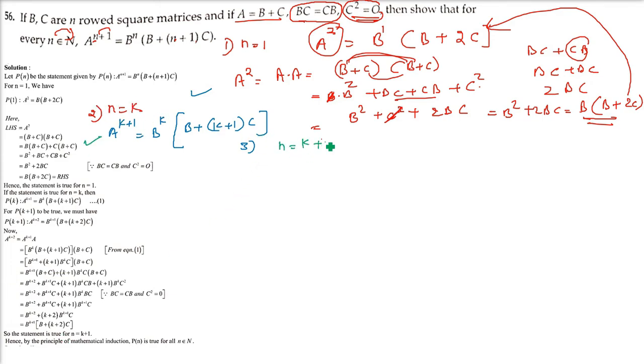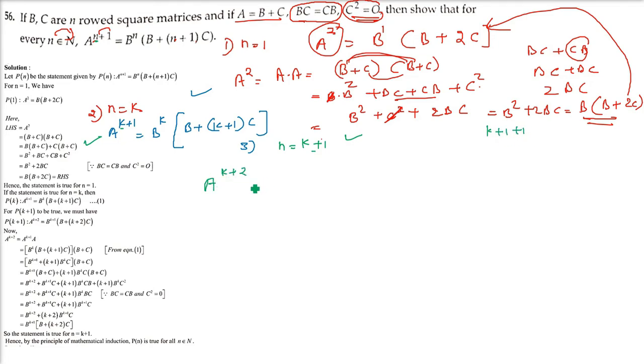So we will try to do it for n equals k plus 1. In place of n, I am writing k plus 1. So a raised to k plus 1 plus 1, the plus 1 is already there, so a raised to k plus 2. So k plus 1 plus 1 is k plus 2. So a^(k+2) is there.